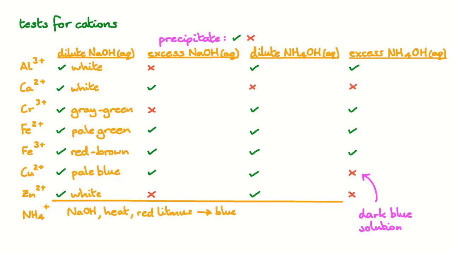And finally, for the ammonium ion, all we need to do is add sodium hydroxide and a little heat. We can then treat any gas given off with wet red litmus paper, which should turn blue. After all that, it's time for some practice.